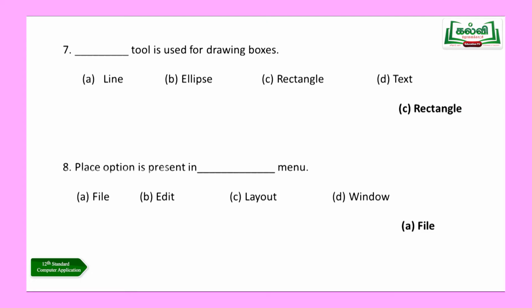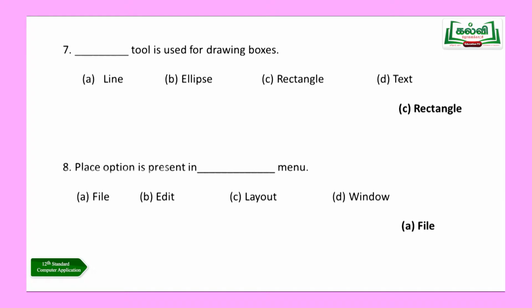Next we will move on to the eighth question. The place option is present in which menu? The place option is present in the File menu. As I told you, students must take a little care in studying all the sub-menus in every menu. Every menu will have some items, so students must remember some of these menu items. Of course, it is very difficult for students to remember all the items, but to remember certain items is very important. Frequently used items they should remember. In the File menu, we will be using this Place option.